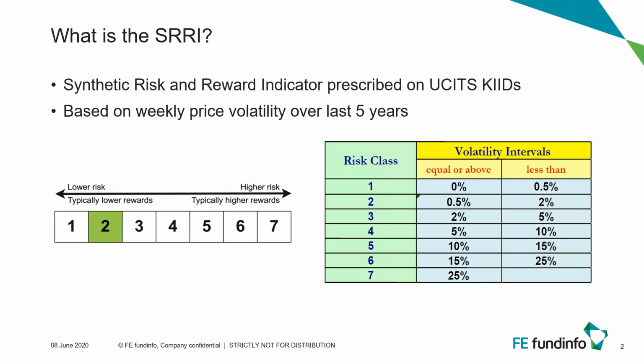Most equity funds, since UCITS KIIDs have been around, have fallen into the SRRI levels 4 or 5, i.e. they've had annualized volatility of between 5 and 15%. But as we know, most equity markets have for the last decade had a prolonged period of historically low volatility. And since the coronavirus started to have an impact, this complacency has come to an abrupt end.